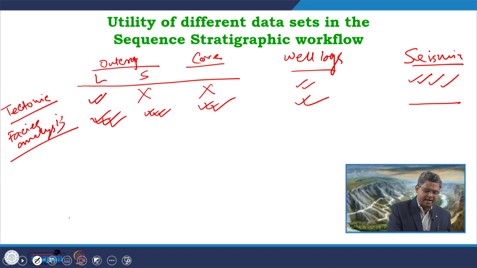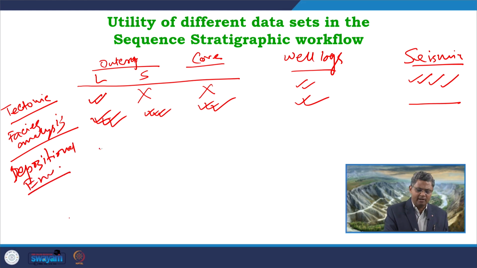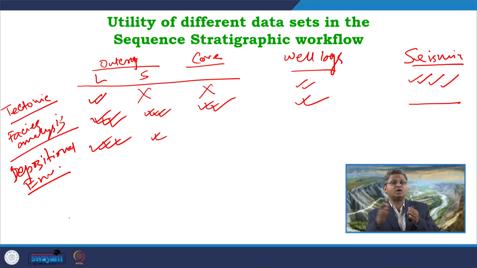If I want to understand or interpret the depositional environment, definitely large scale outcrops are very good in that, small scale outcrops up to a certain extent with certain limitations, because there the problem will be in terms of the continuity of data. Core samples are not that much helpful. Well logs again to some extent, when the correlation is good, we can get an idea about the depositional environment up to a certain extent, and seismics again not that good.